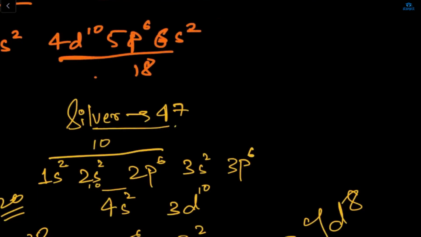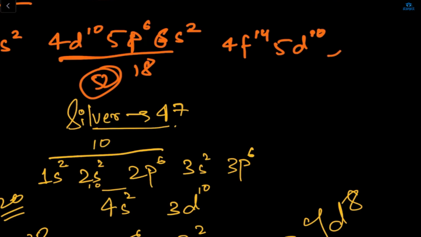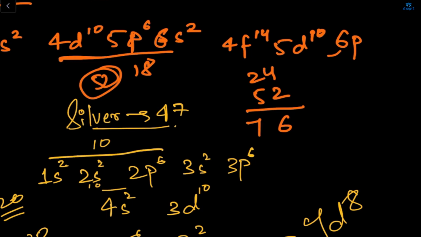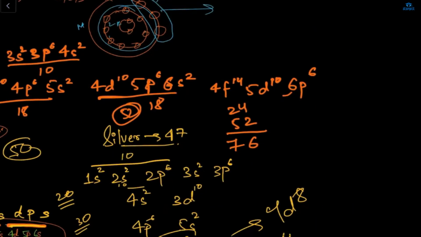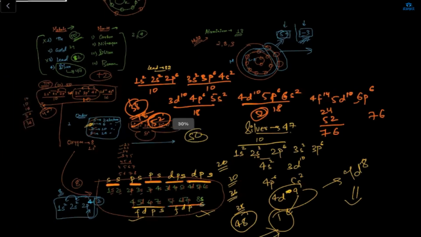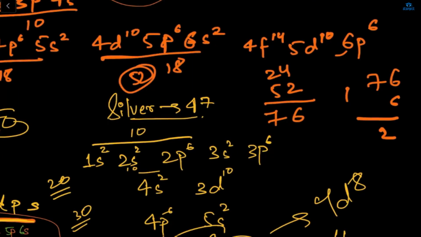Now 52 is done, and we need 30 more. 4f14, 5d10, 6p6. 14 and 10 is 24. 24 and 52 is 76. And 76 plus 6 is 82.